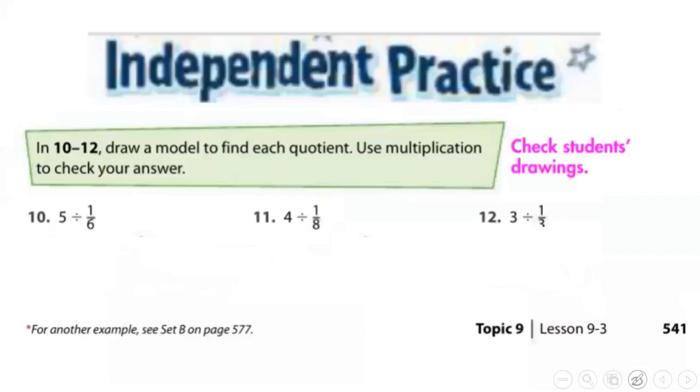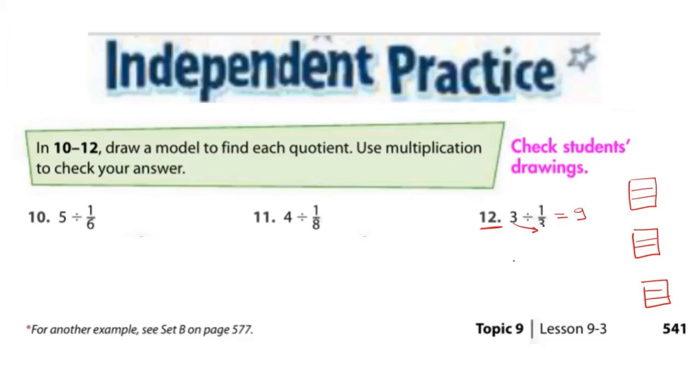Okay, we're still in the independent practice from 10 to 12. Draw a model to find each quotient. Use multiplication to check your answer. Okay, we have to draw 3 models. 1, 2, 3. Each one divided into 3 pieces. This is the model. If we want to get the total number of pieces, 3 by 3, you will get what? You will get 9.